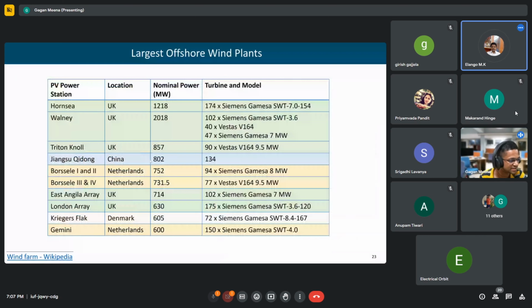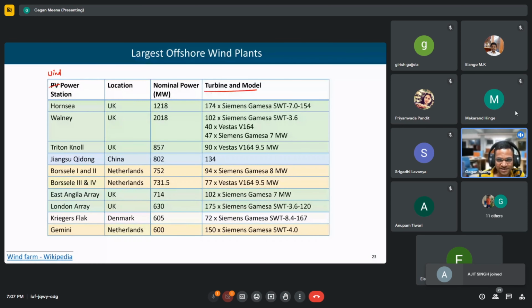Excuse me, sir. Is the table related with wind plants or photovoltaic power station, sir? No, these are for wind plants. So 1.2 gigawatt offshore wind plant in UK. The first column of the table shows PV power station, sorry, that's a mistake. Correct, sir. Thank you for pointing out. I will change this. This is wind power plant.